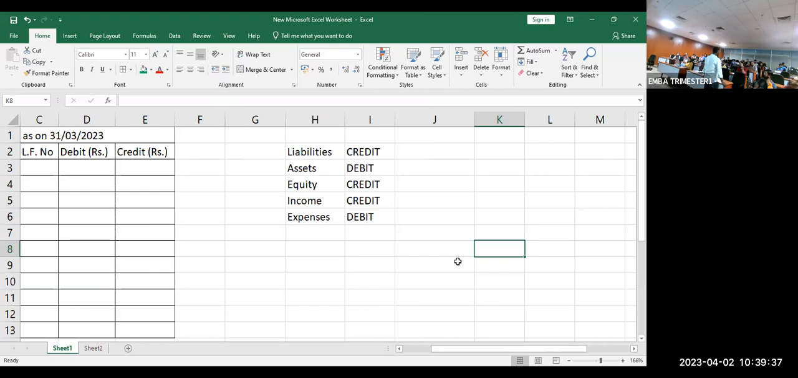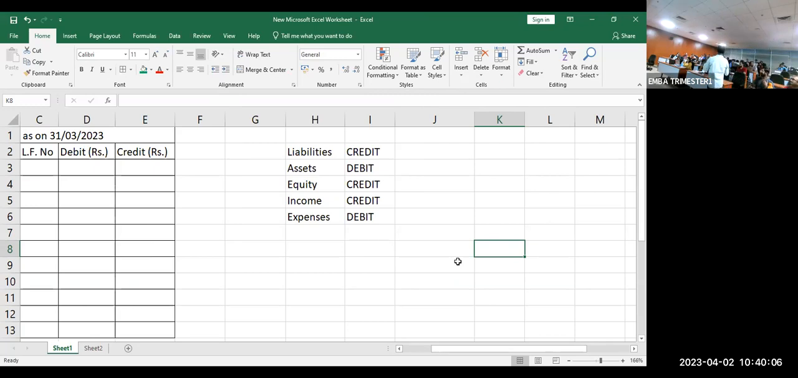Income is an asset or not? No. No. Don't confuse income and asset. In accounting, both are different. Now you are learning accounts.